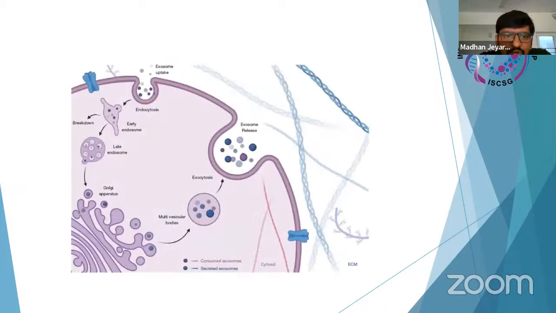So how do exosomes form? Whenever there are micromolecules, cytokines, and growth factors, all these things get endocytosed and form an early endosome, which enlarges to form a late endosome. When it integrates with the Golgi apparatus, it releases MVBs, that is multivesicular bodies. From these multivesicular bodies, they are exocytosed and form the exosome release. Once released into the extracellular matrix, the exosome integrates with it and forms a target cargo. This cargo reaches the target site and exerts its action.